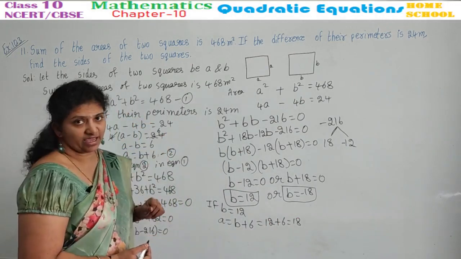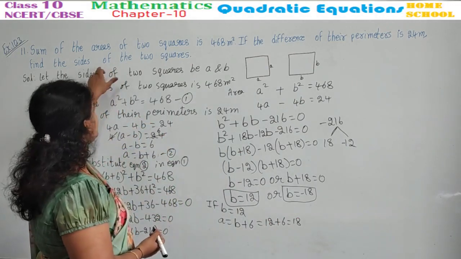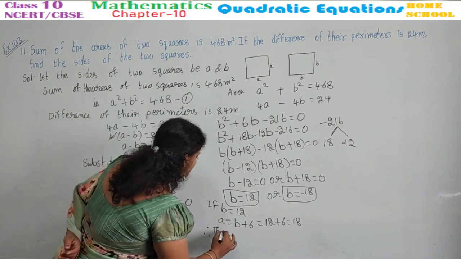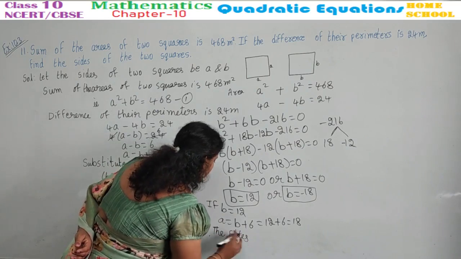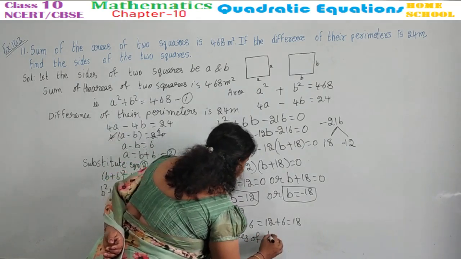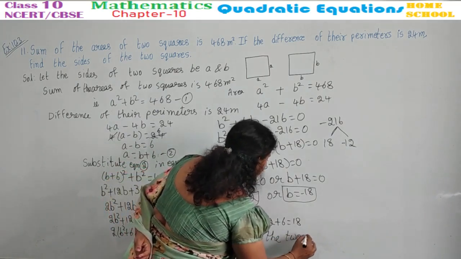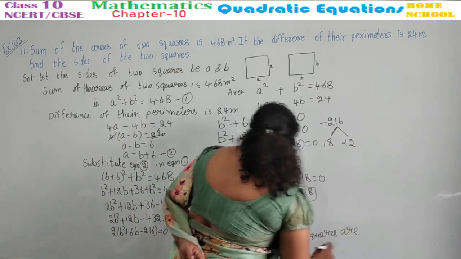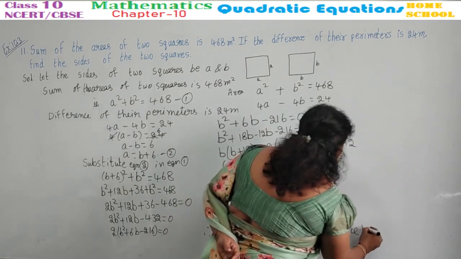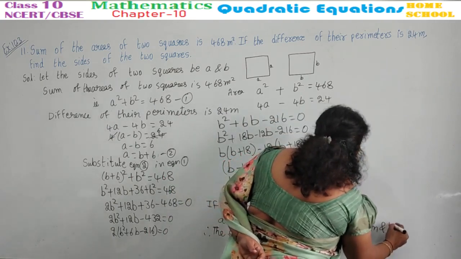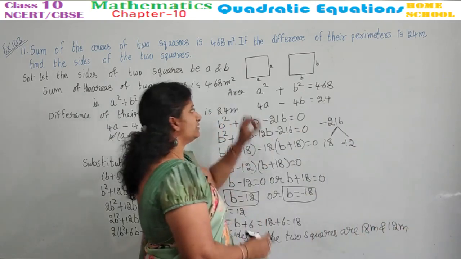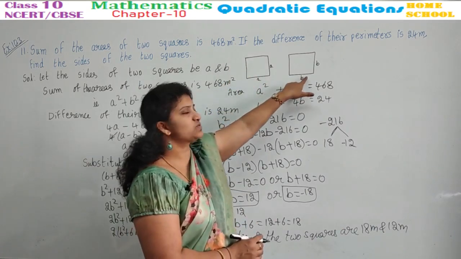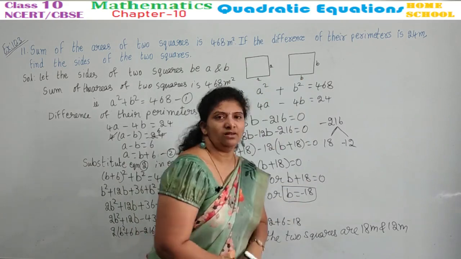Finally, what you can say here? They asked us to find the sides of the two squares. Therefore, the sides of the two squares are A and B. Our A value is 18 meters and 12 meters. This square side length is 18 meters and this square side length is 12 meters.